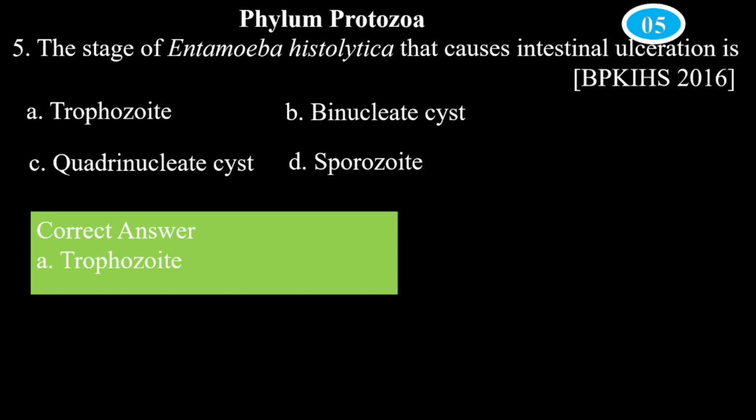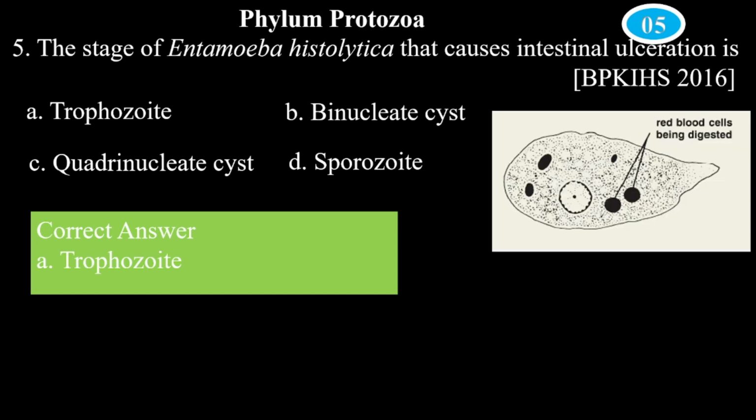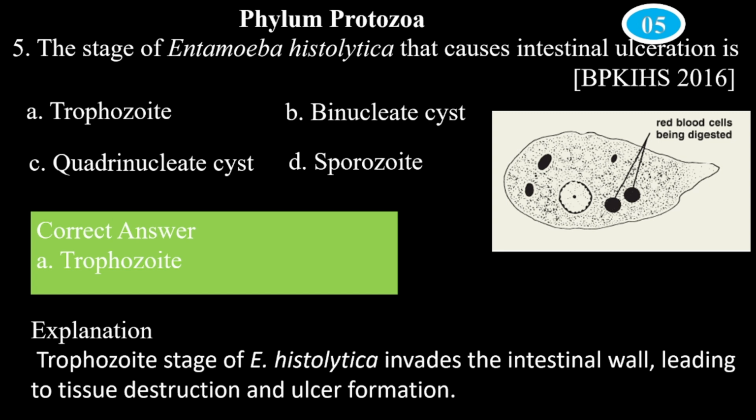The right answer is option A. Trophozoite. The reason is that the trophozoite stage of Entamoeba histolytica invades the intestinal wall, leading to tissue destruction and ulcer formation.